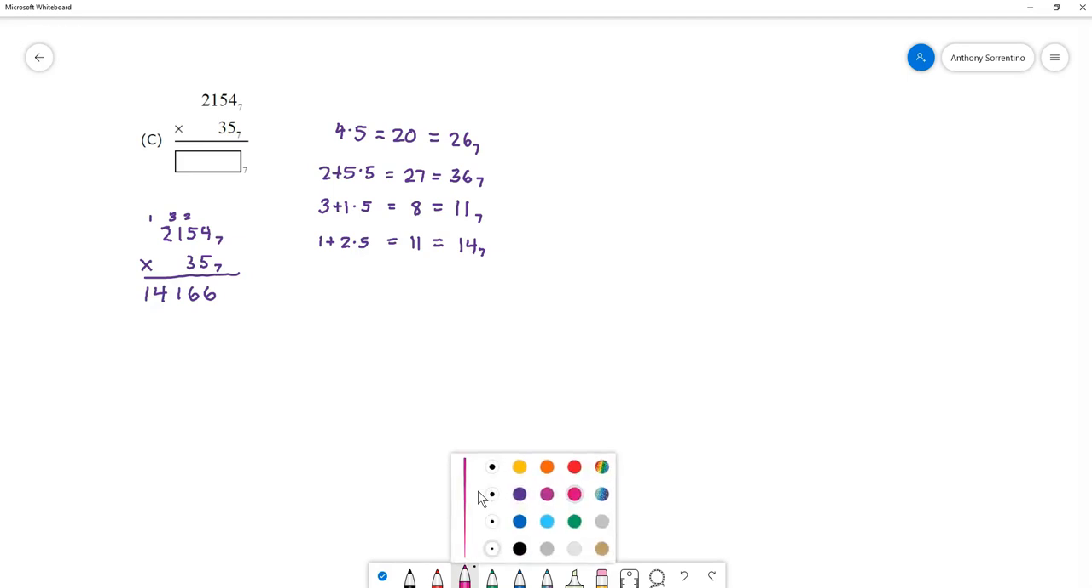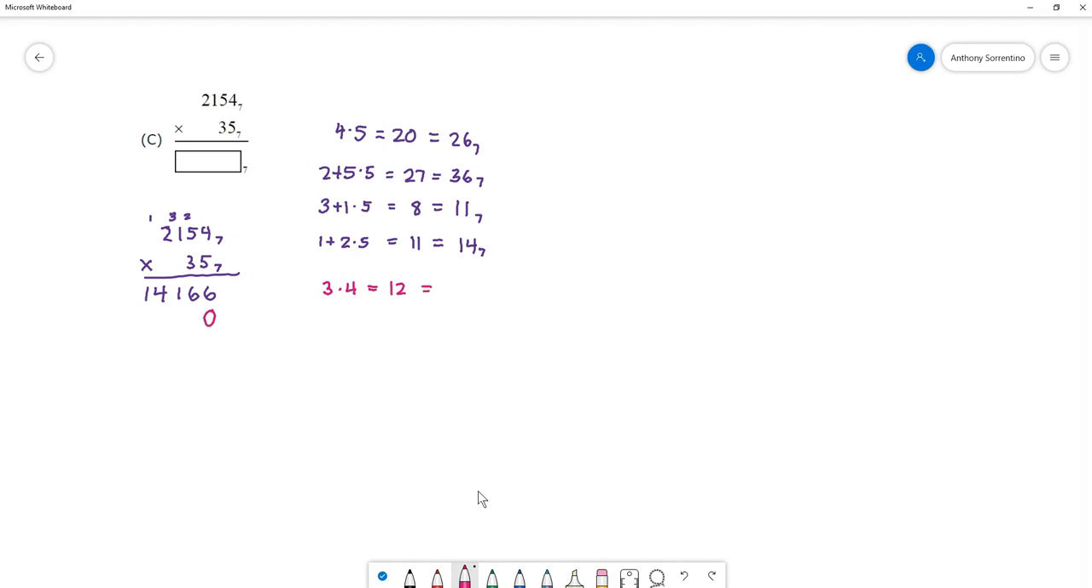I'm going to do the next part in a slightly different color. So now when I do the next part, again, I could leave this blank or just put a 0 here. It doesn't really matter. I'm going to now do the 3 times 4, which is 12. And that's larger than 7, so 7 goes into that once with the remainder of 5. So I'm going to start with a 15, write the 5, carry the 1. 1 plus 3 times 5, which is going to give me 16. 7 goes into 16 twice with the remainder of 2.